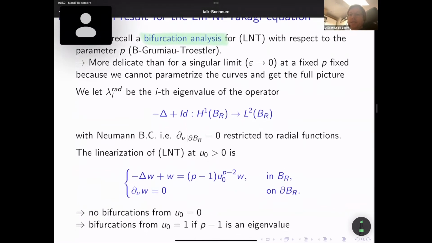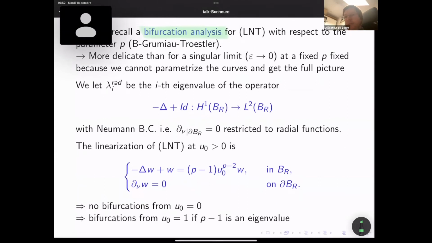So look at this Lin-Ni-Takagi equation and assume that you have a state which is a positive solution, it could also be negative, but assume it's positive, and look at the linearization of the equation around that state. If this linearization has a kernel, so if there are non-zero solutions of the linearized operator, then you may expect some bifurcation from this state u0.